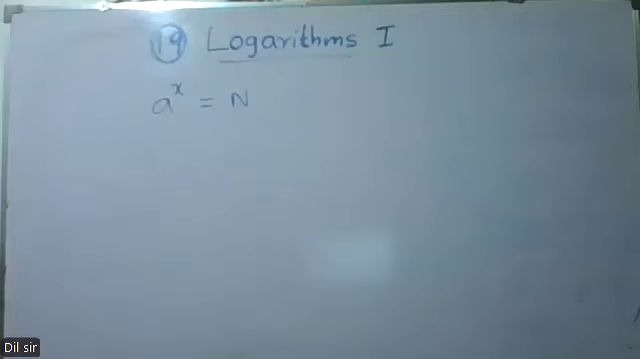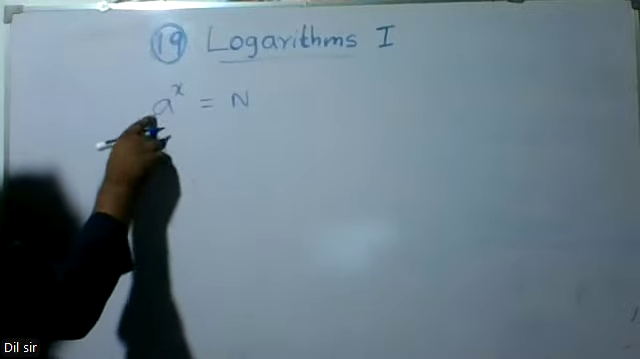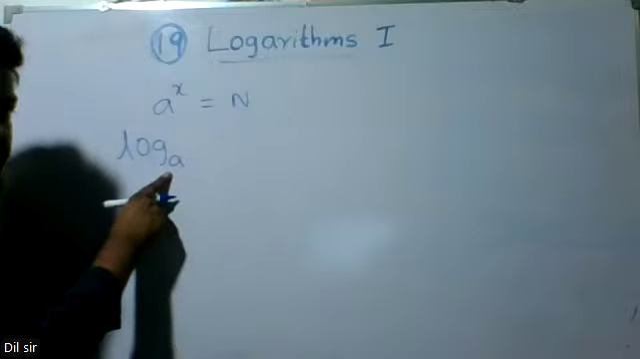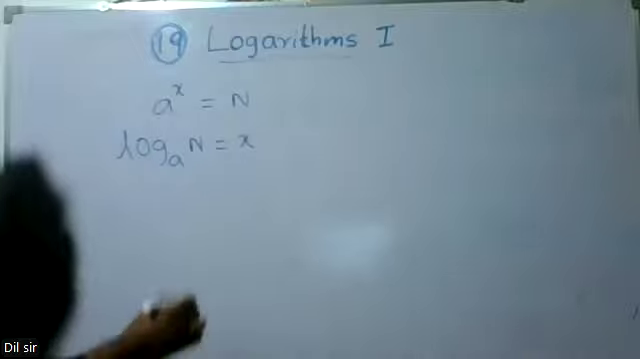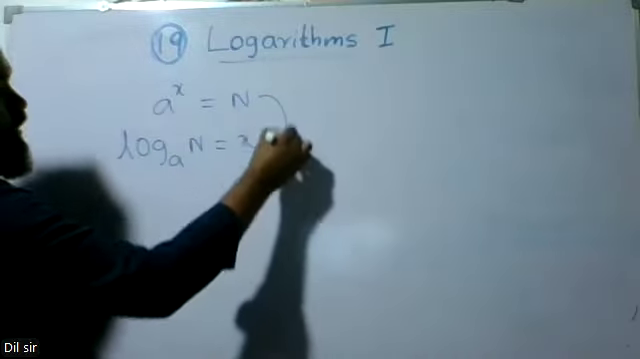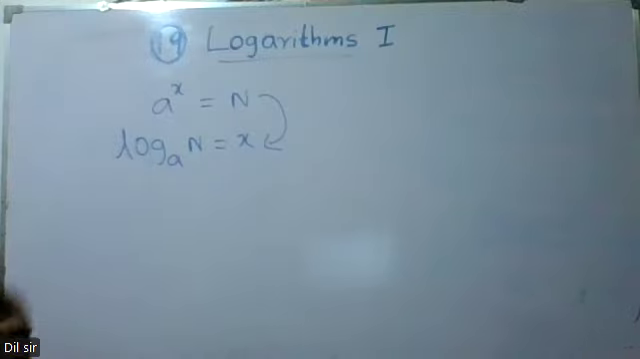Let's see how to write this in logarithm form now. The base is a, it is the log base. The value is n, the index is x. This is the way of converting index form into log form.